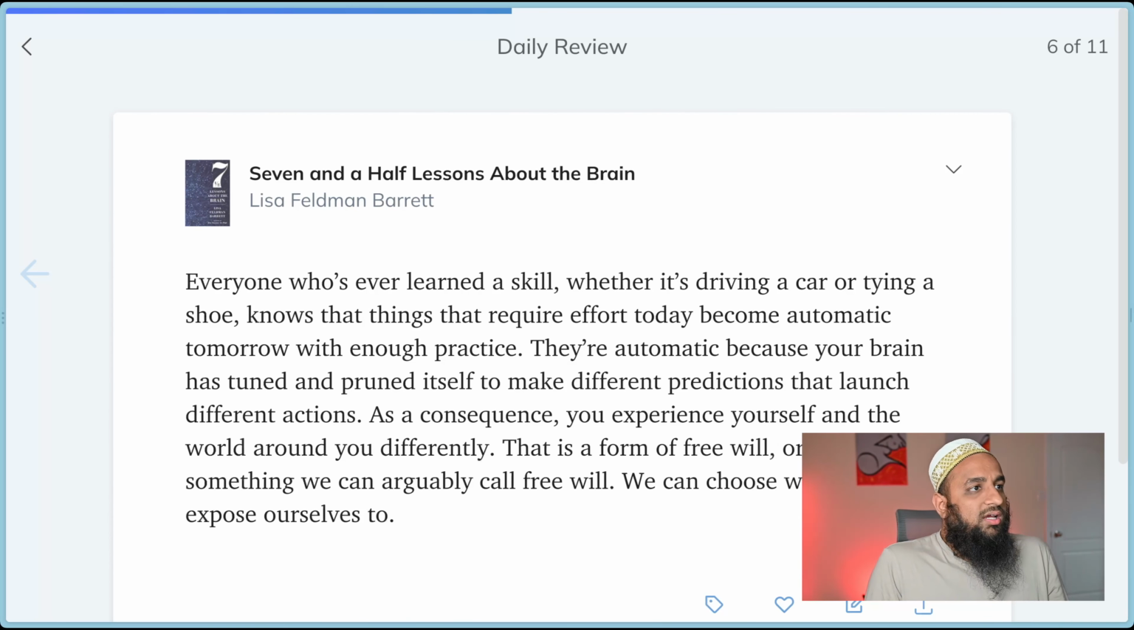Let's move on. So this is a book called Seven and a Half Lessons About the Brain. I'm reading this right now. I think I'm somewhere midway in this book. Everyone who's ever learned a skill, whether it's driving a car or tying a shoe, knows that things that require effort today become automatic tomorrow with enough practice. They're automatic because your brain has tuned and pruned itself to make different predictions that launch different reactions. As a consequence, you experience yourself and the world around you differently. That is a form of free will, or at least something we can arguably call free will. We can choose what we expose ourselves to.